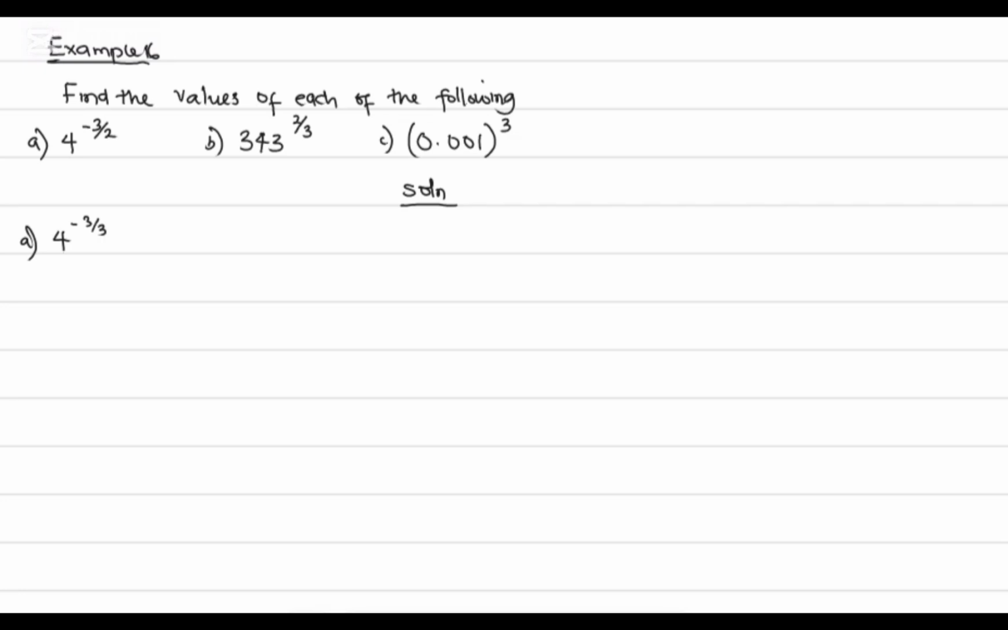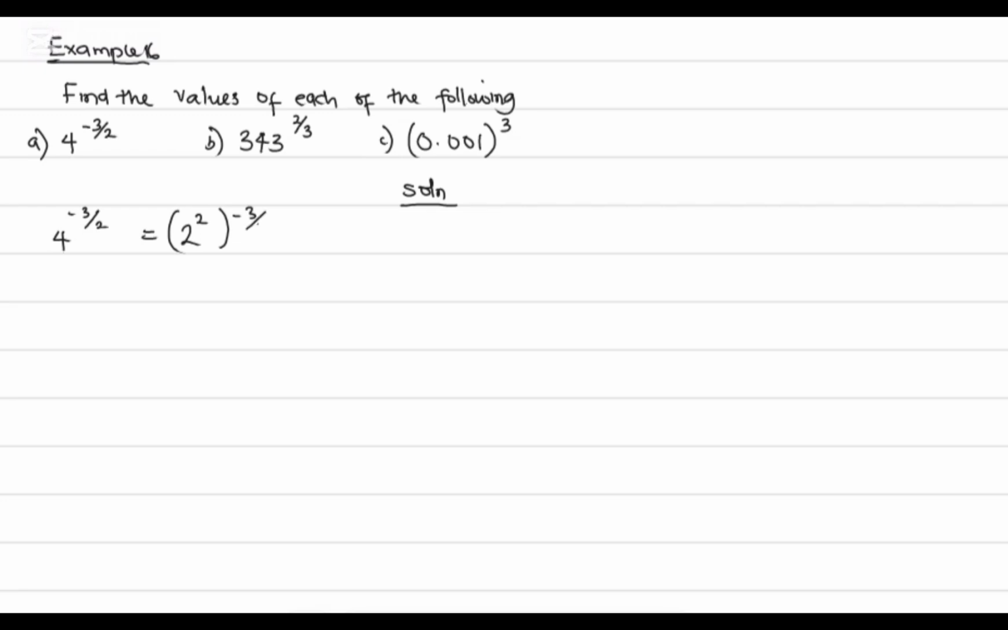We have 4 raised to power minus 3 over 2. Sorry, there's a large mistake there, so I'll be correcting it. Minus 3 over 2, please. So, since I know that 4 is 2 raised to power 2, I can write it as 2 raised to power 2, then multiply by minus 3 over 2.